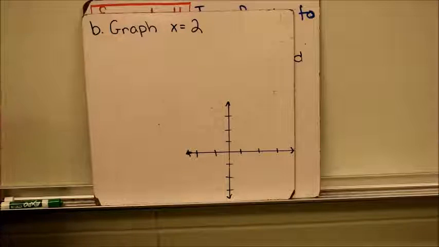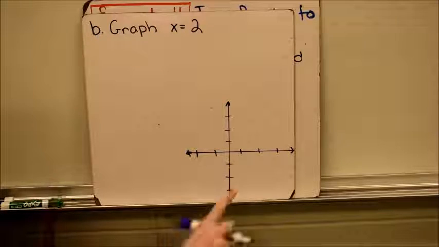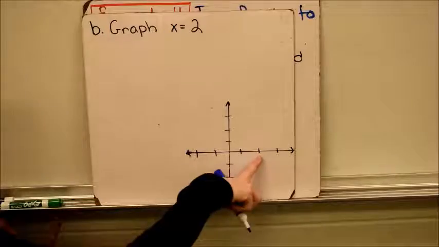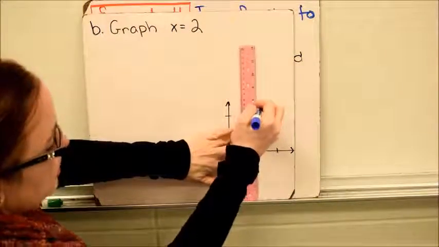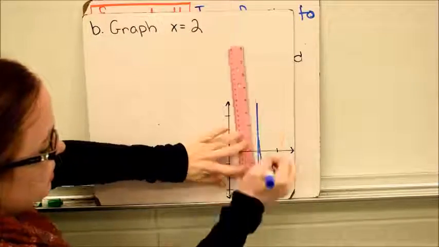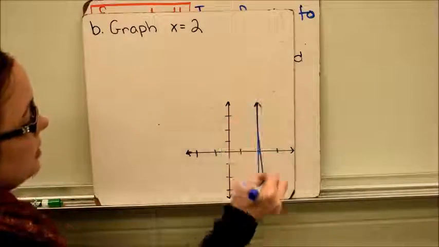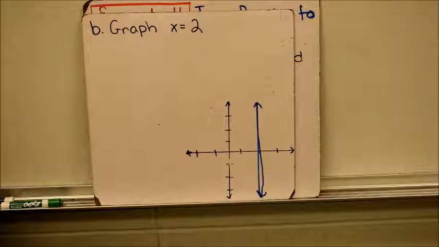We're going to graph x equals 2. If y equals a number is a horizontal line, x equals 2 is a vertical line. And it's all of the places, no matter what the value of y is, that x equals 2. So if we're counting by ones, 1, 2, we're going to draw a vertical line here. I'm really bad at drawing, guys. I'm sorry. That would be the line x equals 2.